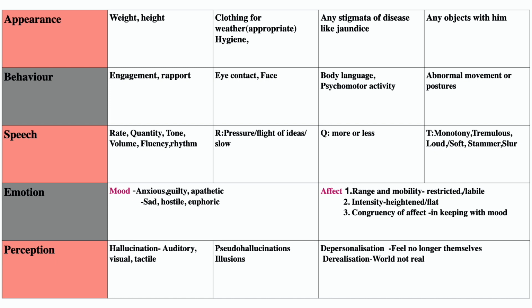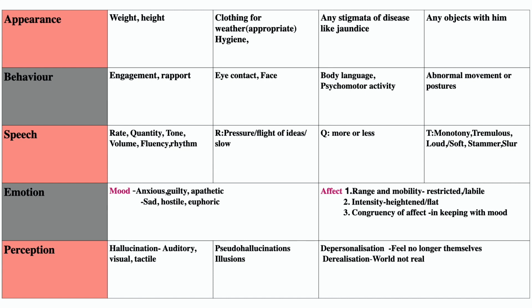Then I'm going to look at the psychomotor activity, if there's any retardation, if there's paucity of movements and delayed responses to questions, or if there's restlessness, and abnormal movements or postures, so involuntary movements, tremors, tics, lip smacking, akathisias, rocking. So all this comes under behavior: engagement and rapport, eye contact, facial expression, body language, psychomotor activity, and abnormal movements or postures.